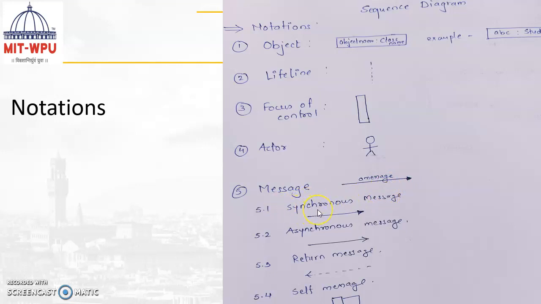The first one is synchronous message. The meaning of synchronous message is the object 1 is trying to get a reply message or acknowledgement from another object, suppose object 2. So in this case, the acknowledgement is mandatory if we are trying to use a synchronous message.